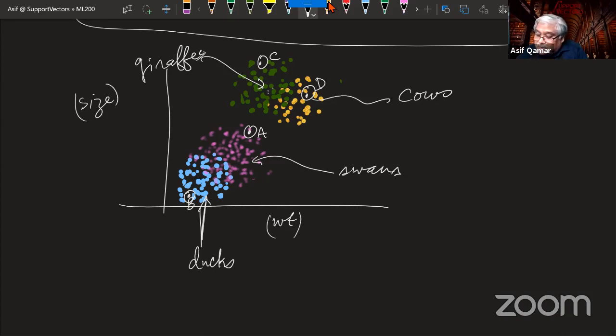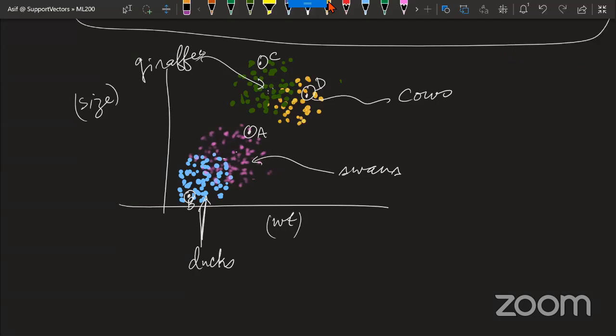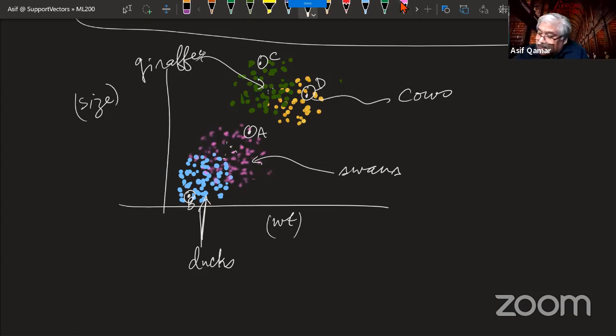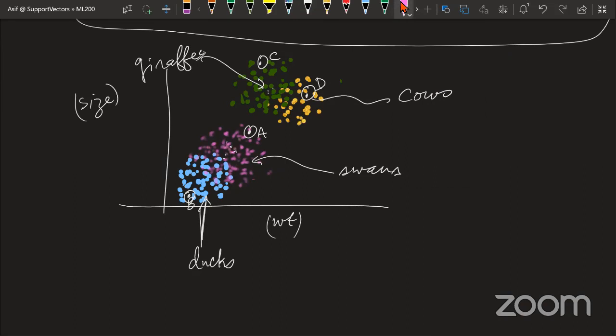But suppose you look at a point, this guy. Let me call it A prime. What about A prime? Is it a duck or is it a swan? It's a little hard to tell because the nearest neighbor seems to be... Almost on the decision boundary. Yeah, it's too close to the decision boundary.